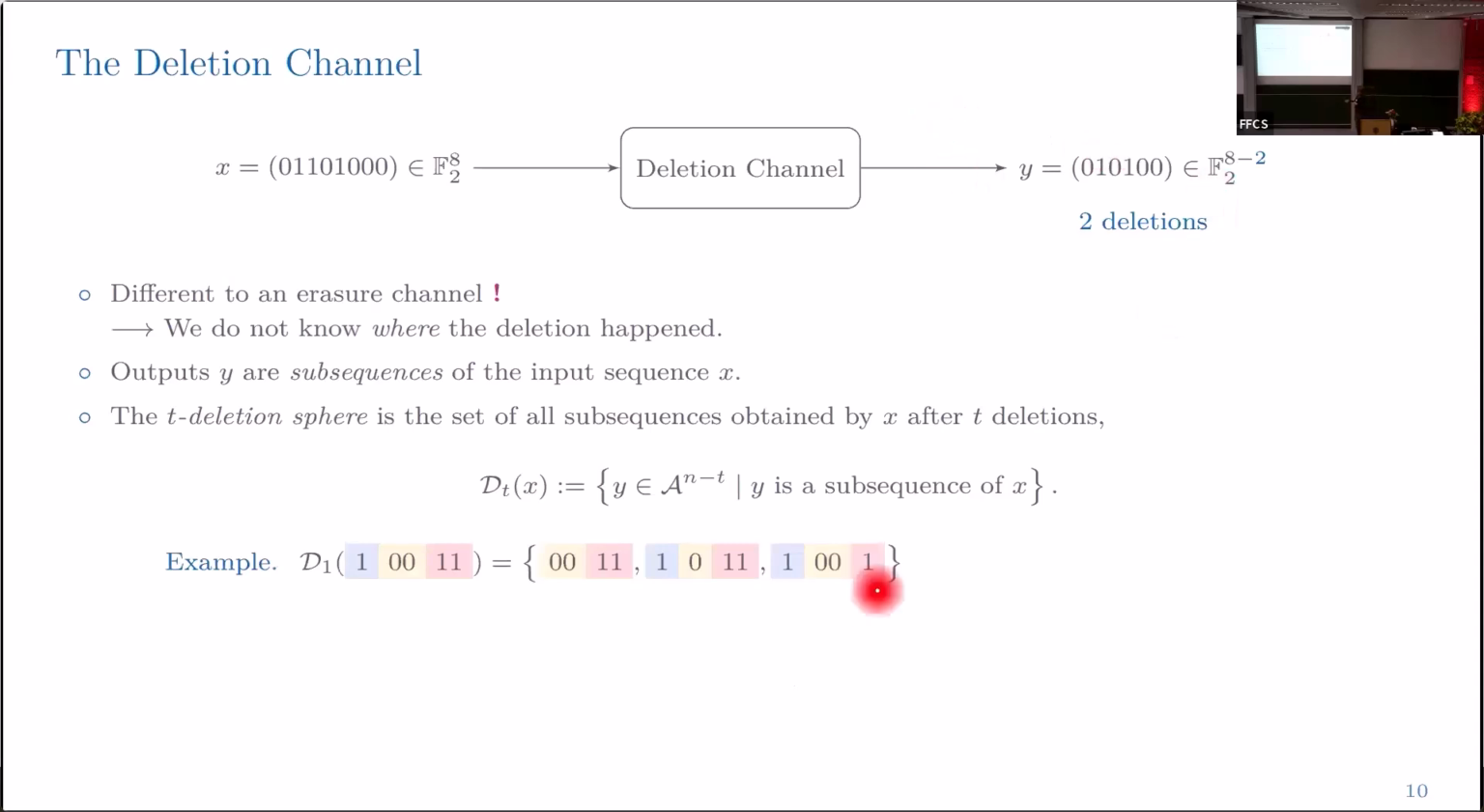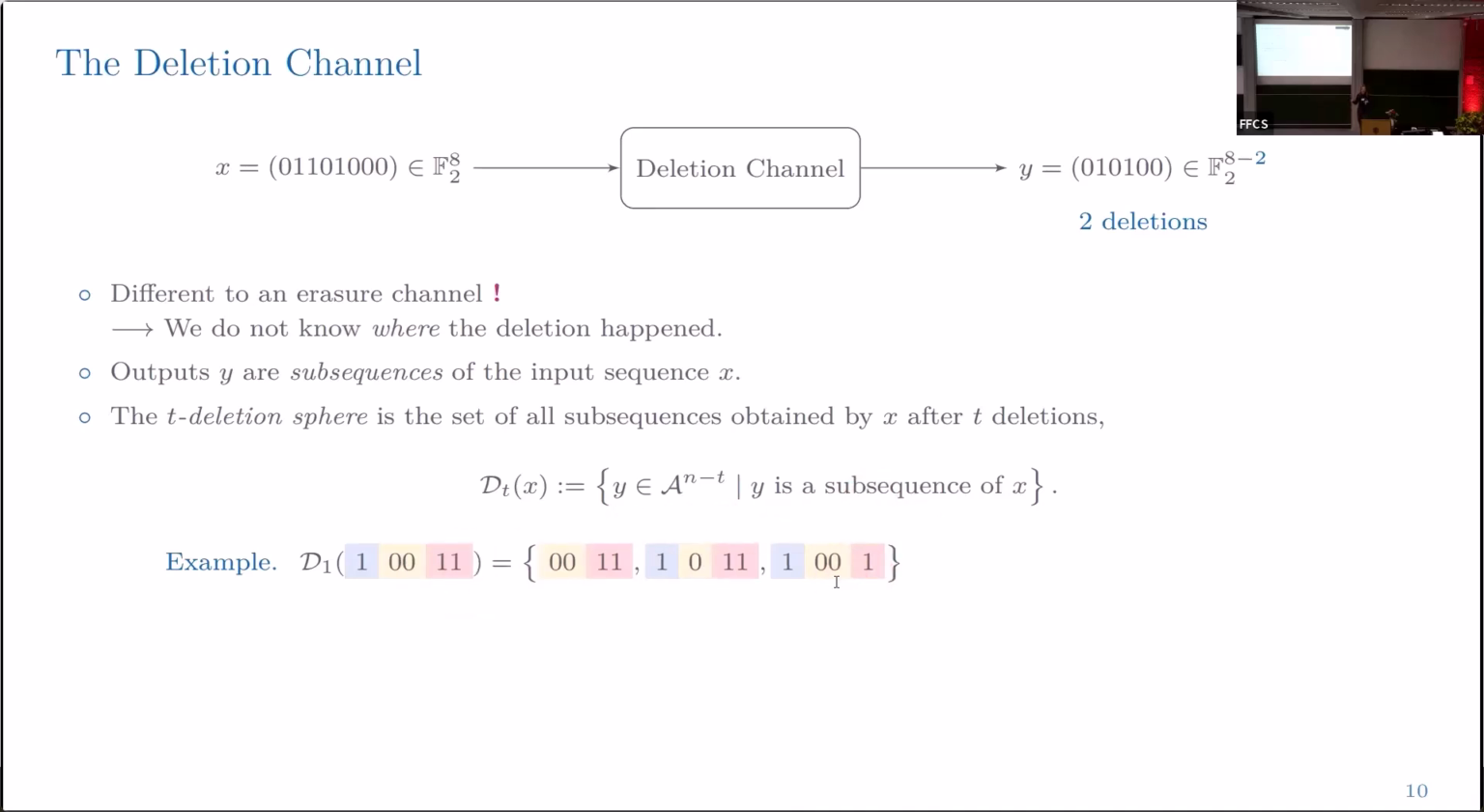Okay, so this is our input sequence 1, 0, 0, 1, 1. And let's say we look at 1 deletion, all the outputs that I could get. So I can delete the first one and I obtain this sequence. I can delete one of the 2 zeros and I get this second sequence. And I can delete the last 2 ones and I would get the last sequence.